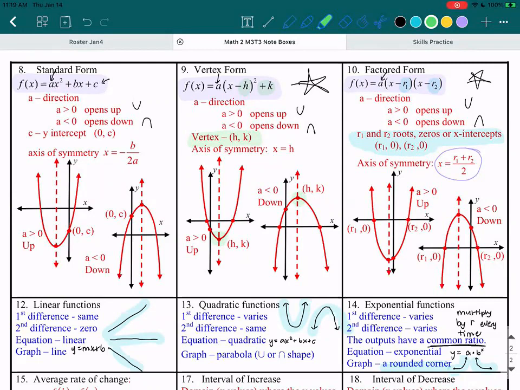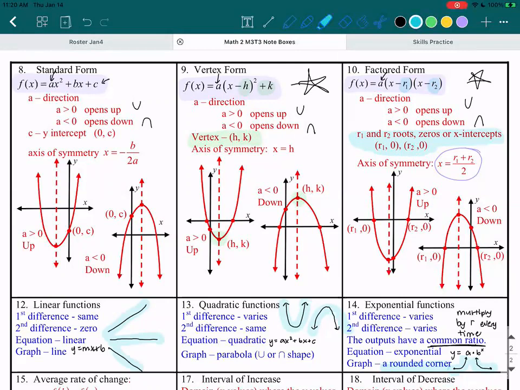And then inside those factors, you will find the r1 and r2. Those are your roots, also known as zeros, also known as x-intercepts. Those three things, they're the same thing. It's just like having two nicknames. But yeah, roots are zeros, which are x-intercepts. And then you can write them out as (r1, 0) and (r2, 0).